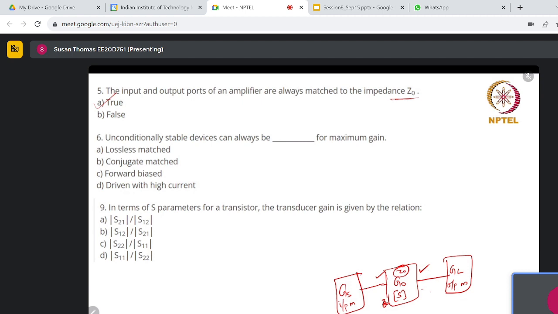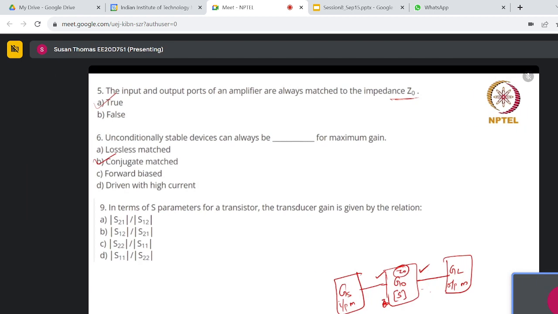Coming to the next question, unconditionally stable devices can always be dash for maximum gain. Lossless matched, conjugate matched, forward biased, driven with high current. Unconditionally stable devices can always be, yes, right answer, can always be conjugate matched.